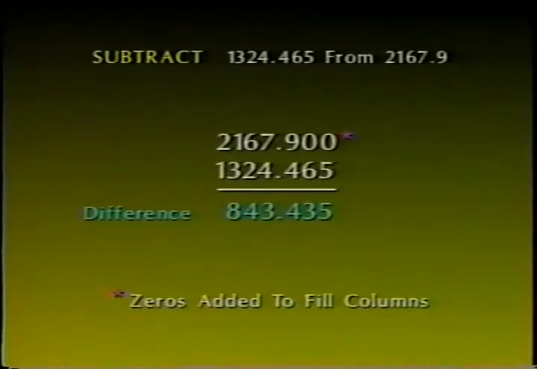When subtracting decimal numbers, also tabulate the numbers so each decimal point is aligned vertically. For example, subtract 1324.465 from 21647.9. Starting with the column to the right, subtract each number and then place the decimal point of the difference in line with the decimal points above it. Notice that zeros have been added to the minuend to fill out the column.